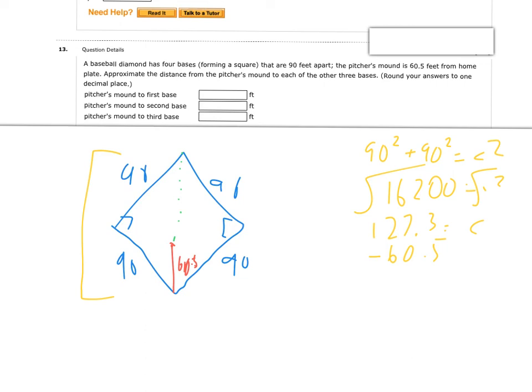And then we have 66.8. Okay, so that's good for that one. Next up, we're going to need the distance from the pitcher's mound to first base or third base. These are actually going to be the same, so I'm just going to find this once. And so we're going to have to create another triangle right here.